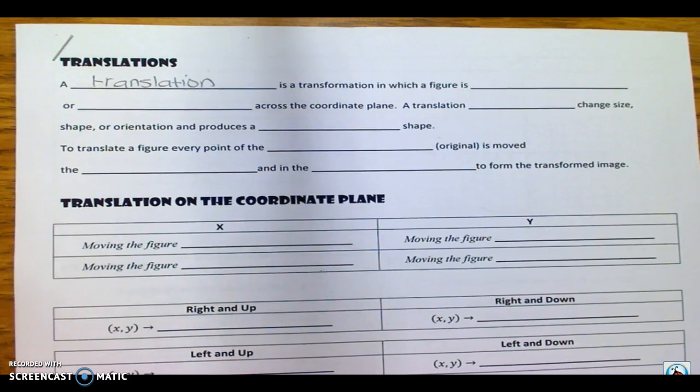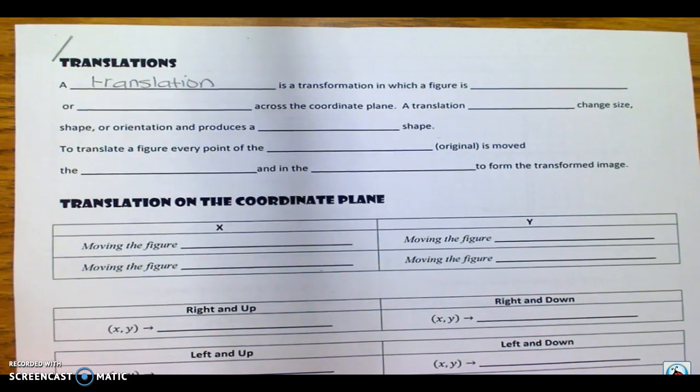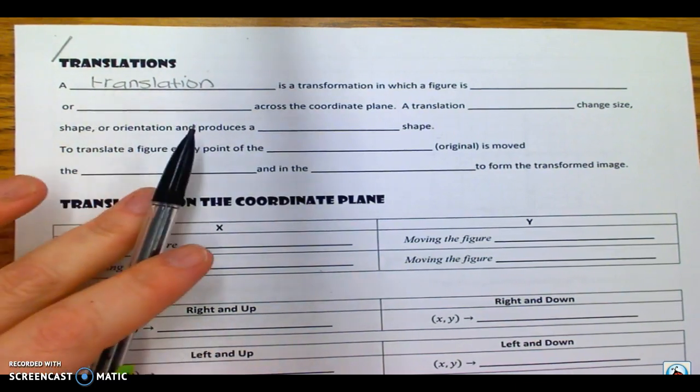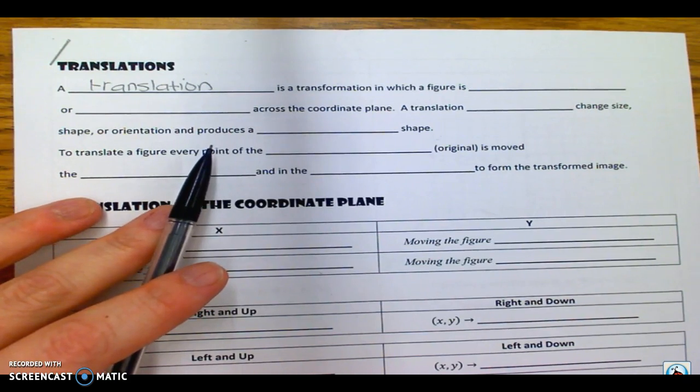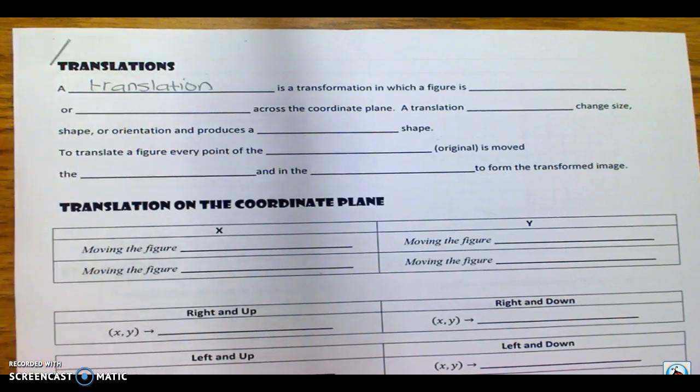There are 4 different types of transformations that we're going to be talking about. We've got translation, reflection, rotation, and also a dilation. Those are the ones we're going to focus on for this unit. But right now let's talk about translation.